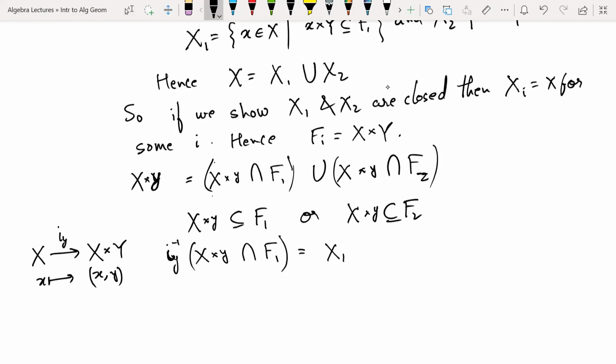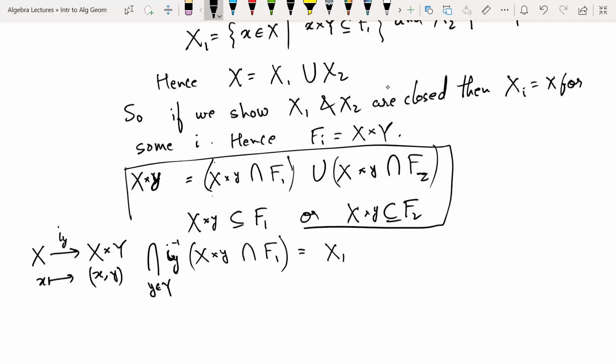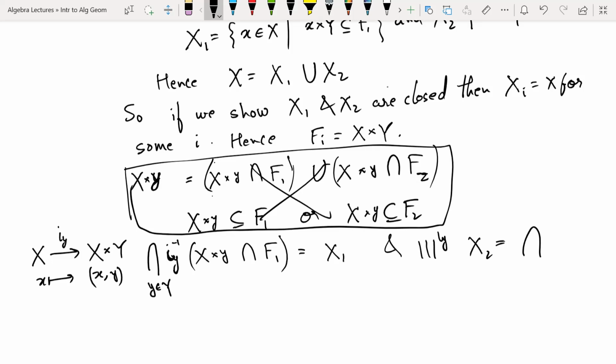So you look at Iy inverse of X cross y intersection F1, and you take the intersection. This is going to be a closed set because X cross y intersection F1 is closed. So it's a closed set in X, and you take the intersection of these as y varies. That is precisely X1. Maybe I'll complete the argument next time since we have gone over time. Since an arbitrary intersection of closed sets is closed, X1 is closed, and similarly X2 is closed, using the other map.